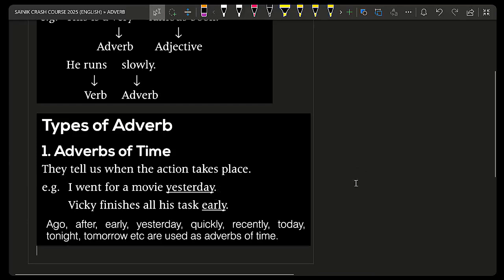So, adverbs of time. They tell us when the action takes place. I went for a movie yesterday. So went is a verb, and when did you go? That is yesterday. So it's modifying the meaning of a verb. Vicky finishes all his tasks early. How does he finish? It is modifying the meaning of the verb: early. So these are adverbs of time, time related.